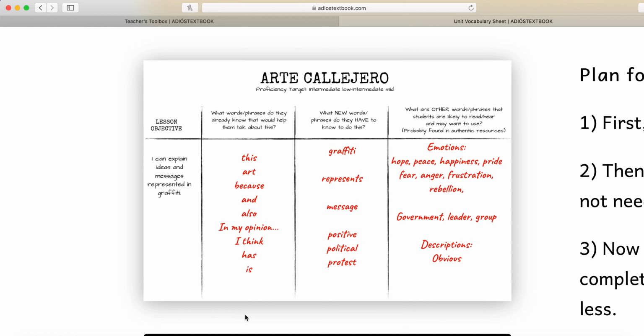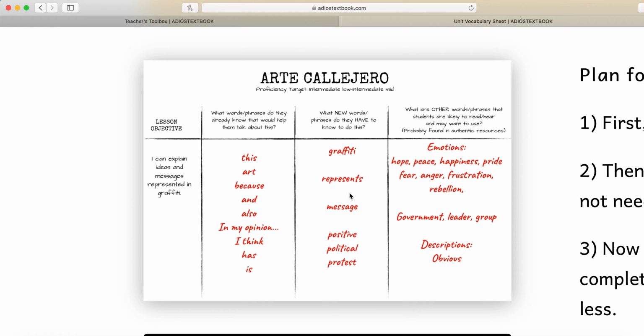So let's pretend I'm using this with an intermediate low to intermediate mid proficiency level. Then I would think these are some words that they already know that would be helpful to do that objective. The next column is where I'm going to predict what are the new words and phrases that they should learn with me that will help them get to the objective. Well, if they're going to be talking about ideas and messages in graffiti, then I would think they need to know the word graffiti. And I'm going to assume they probably don't have that already in their knowledge.